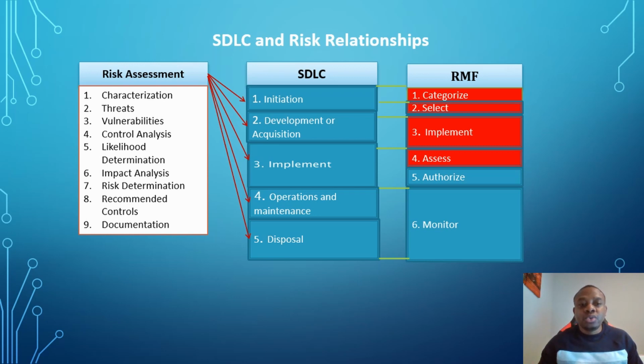Now you move down to impact analysis. You determine what the impact to the business mission will be should a threat agent succeed in exploiting the vulnerability. Then you determine your risk. Remember that risk is calculated by multiplying likelihood by impact. After determining your risk, you provide your control recommendation. What are the controls that will help to provide security to the information system? Then you document your result.